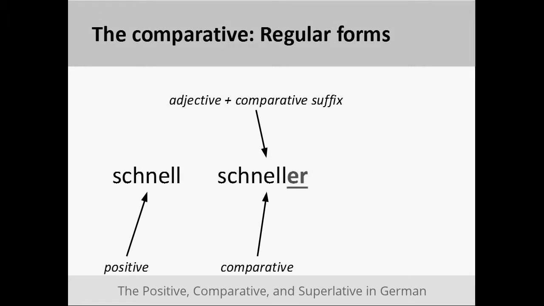So how does German form the comparative of adjectives? As in English, the comparative form of an adjective is constructed by adding the comparative suffix -er to the positive form of an adjective. As you see on the screen, the comparative form of the adjective schnell, meaning fast in German, is schneller.